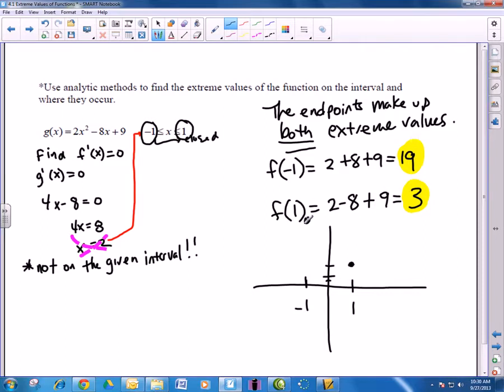And this one is all the way up here at 19. So it doesn't matter what it does in between here. This is going to be the highest, and this is going to be the lowest. Okay, it might look, since it's, what is it? So it might look something like this.